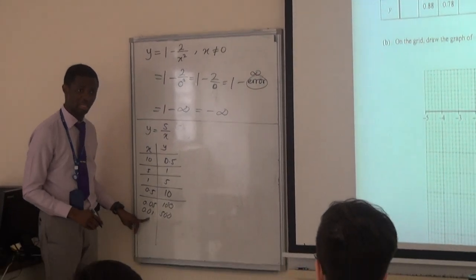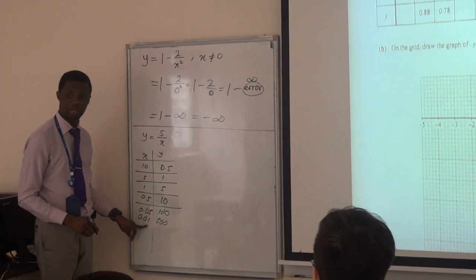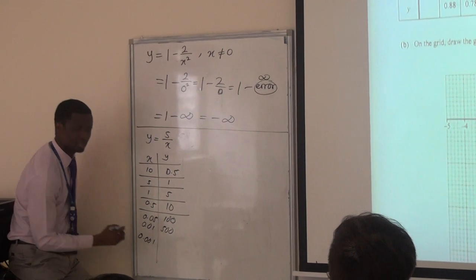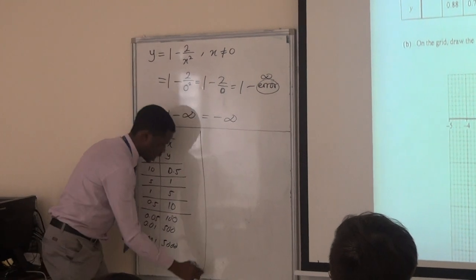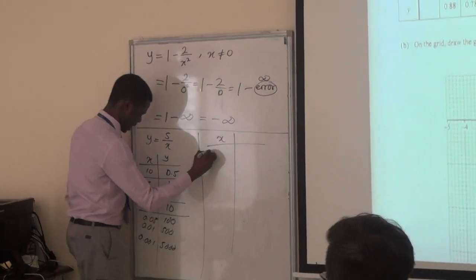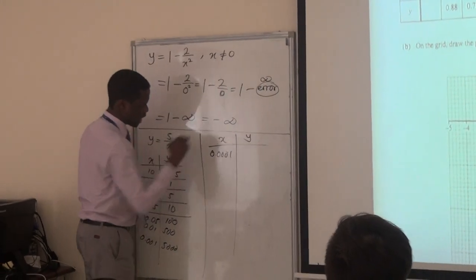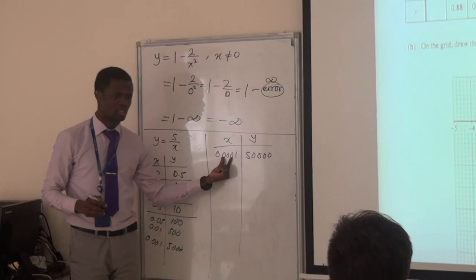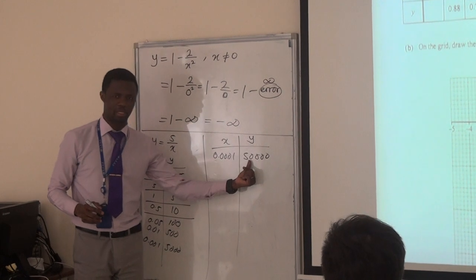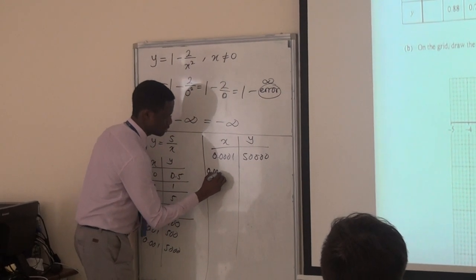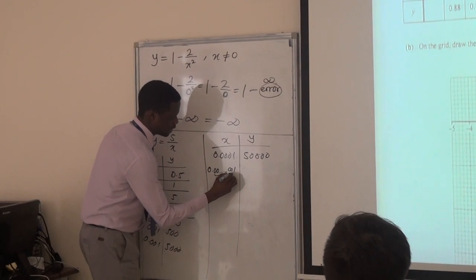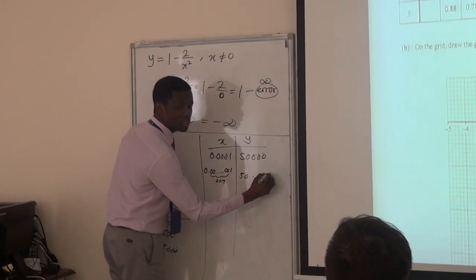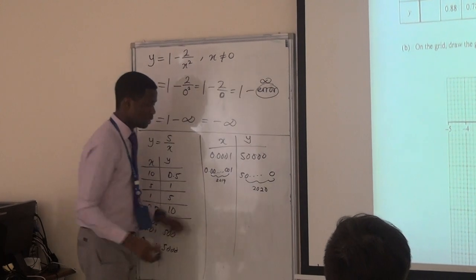But this is not zero yet, right? Do you agree? Okay, so how about we reduce it again? 5,000. You agree that's 5,000? It's still not zero yet. How about more zeros? What happens to y? 50,000. Now this is just 3 zeros. If I have a lot of zeros, maybe there are 2019 zeros, what do you think I will get here? 5 and 20 zeros. Do you agree? But this is still not zero.